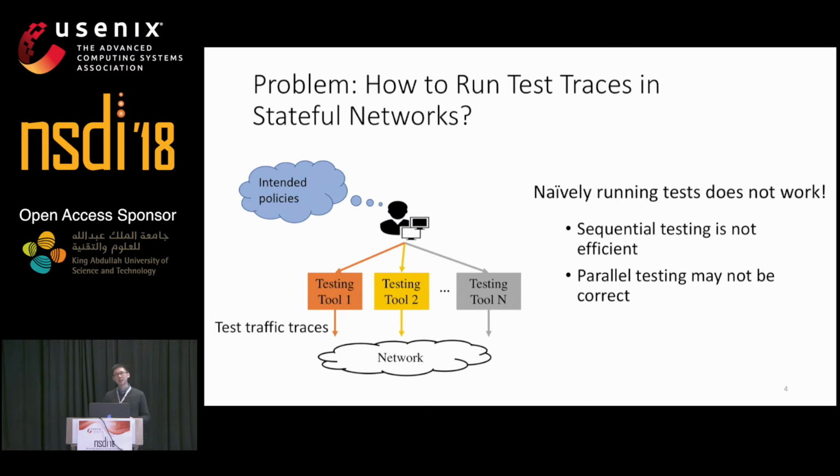A second naive solution you might wonder about is whether we can just run them together in the network and see what happens to the test traces. This is parallel injection. On one hand, it can significantly reduce the running time, but the results from scheduling the test traces in this way might be incorrect.